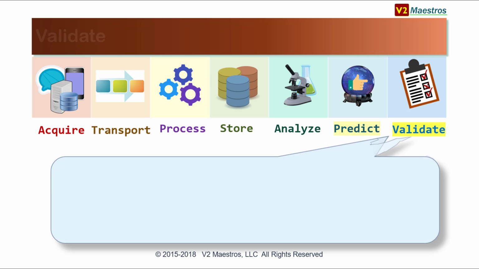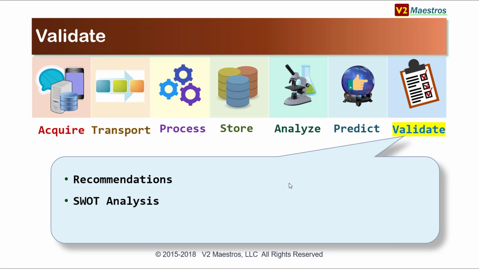The final stage in data science is validation, to make sure that the outcomes of the earlier stages can be applied to the business in a useful way. Validation starts with a set of recommendations from the analytics and machine learning work. These recommendations are run through a SWOT analysis to make sure they make financial sense.